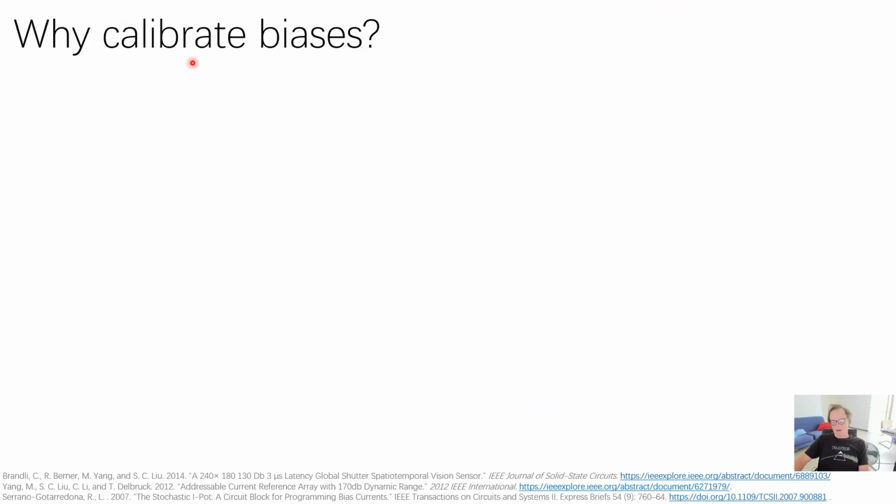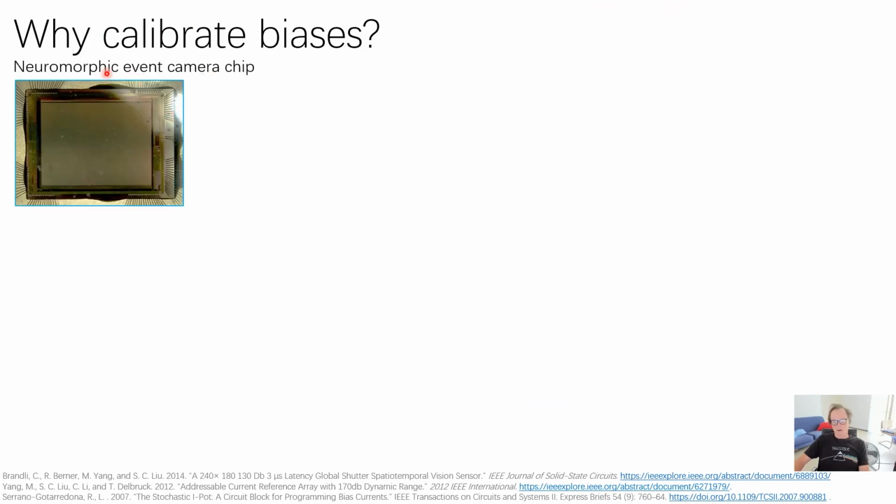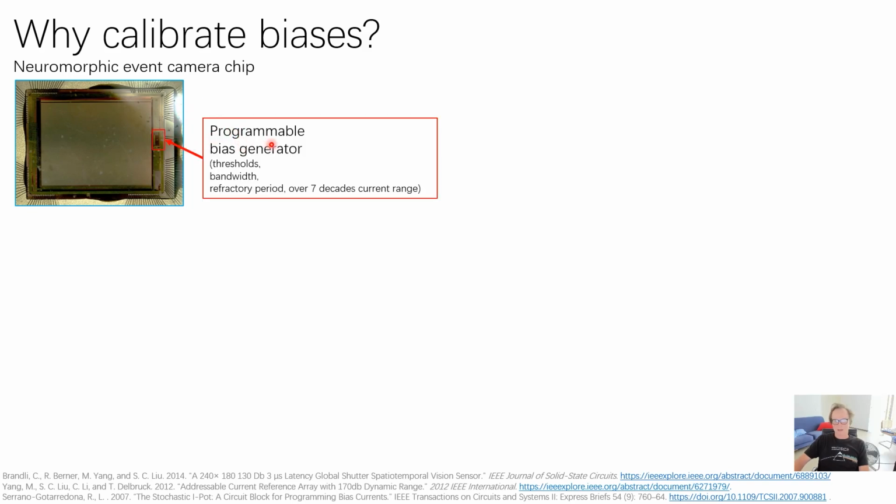So why calibrate biases? Well, for a long time we've been building neuromorphic event camera chips and other chips, and we've included, for about 15 years now, programmable bias generators that generate the thresholds, the bandwidth, the refractory period. These bias generators cover over 7 decades of dynamic range.